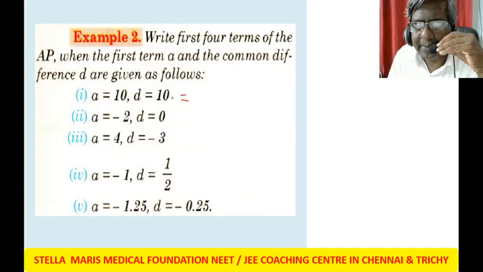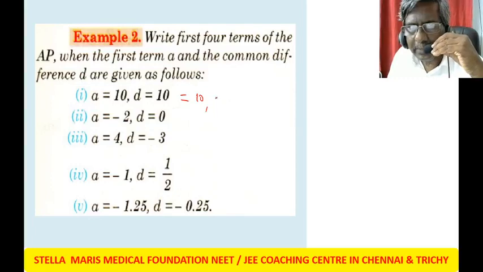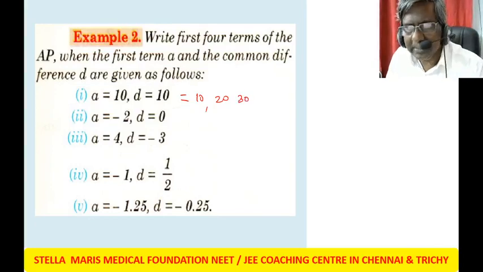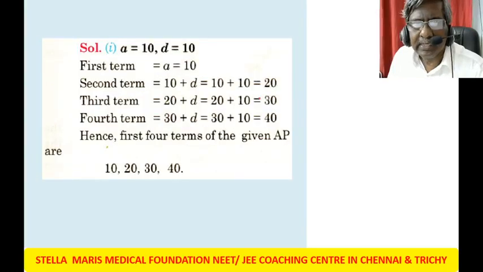The first term is 10. A is equal to 10. What will be the next term? 10 plus 10, it will be 20. The next term will be 20 plus 10, 30. Then it will be 40.